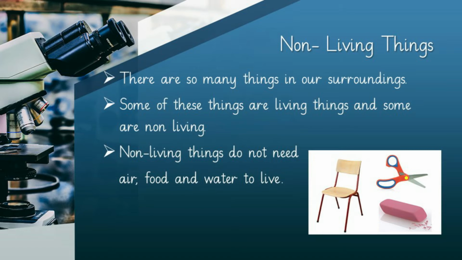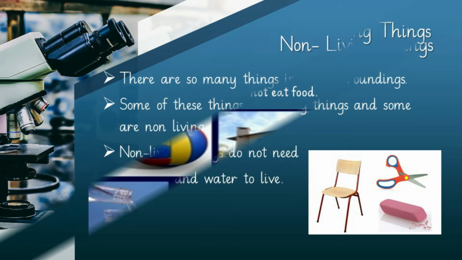Alright children, as you know, within the previous lesson we discussed living things, and today we will discuss non-living things. There are so many things in our surroundings. Around yourself you can find so many things. Some of these are living things and some are non-living things. Non-living things do not need air, food, or water because they are not alive. They do not need anything to live.